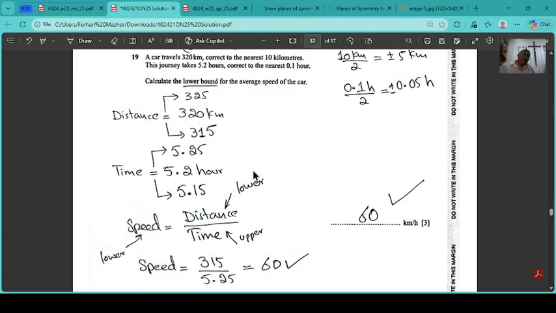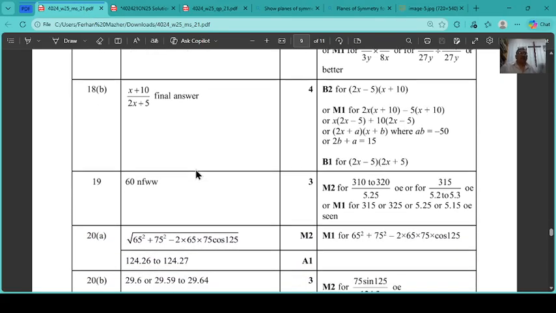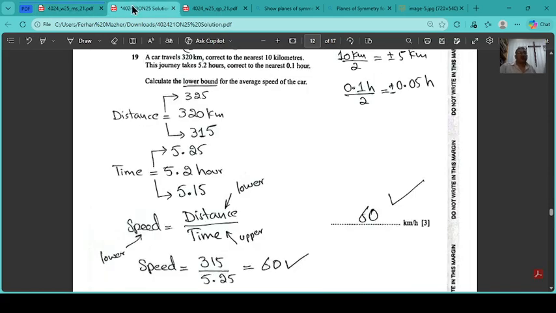I hope you understand this logic. This is the upper bound, lower bound question. 60 is the right answer, and it's a 3 marks question. Question number 19 is showing up on your screen.